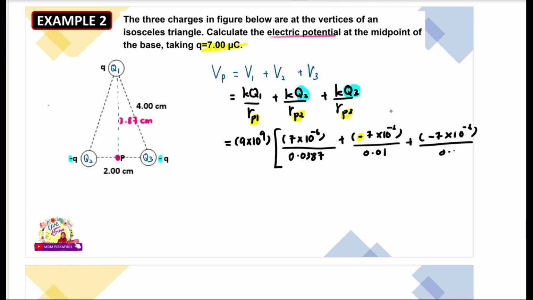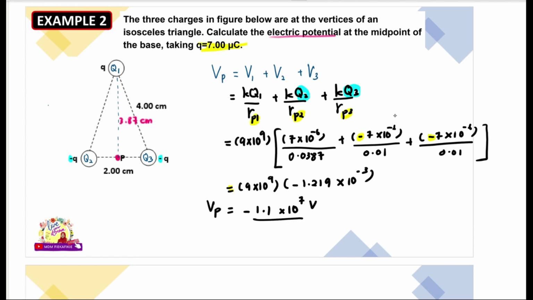Over 0.01. Okay, and then we can write this one. 9 times 10 power of 9, and then here is negative 1.219 exponent negative 3, saya dapat. So final answer, the electric potential at point P, saya dapat negative 1.1 times 10 power of 7 volt. Okay, so finish example number 2.